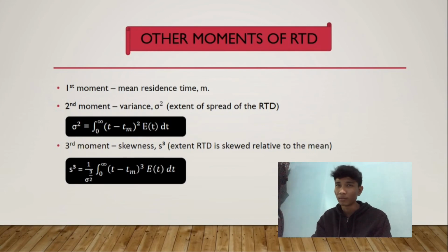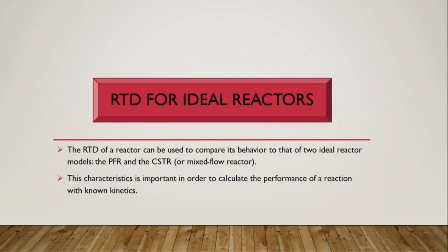Alright, I'm going to explain about other moments of RTD, which has three moments. The first one is mean residence time, tm. The second moment commonly used is taken about the mean and is called the variance or square of the standard deviation. It is defined by variance equal to integral 0 to infinity (t minus tm) to the power of 2 E(t) dt. The third moment is also taken about the mean and is related to the skewness as the power of 3.